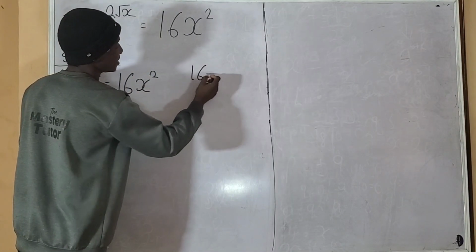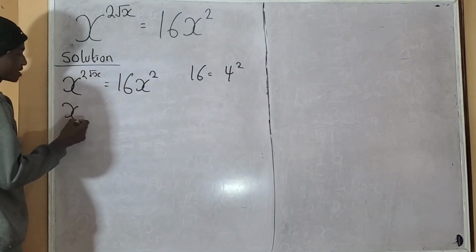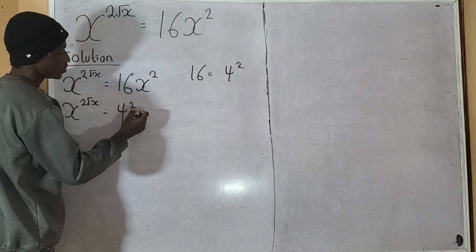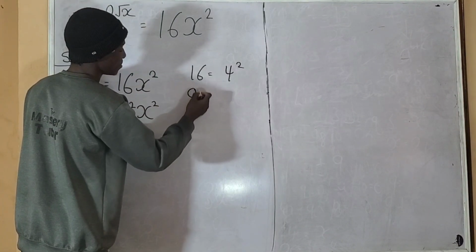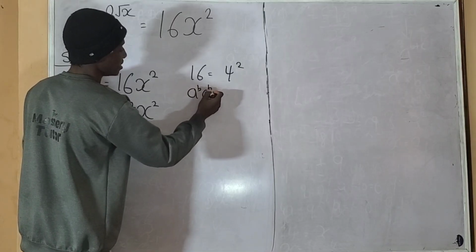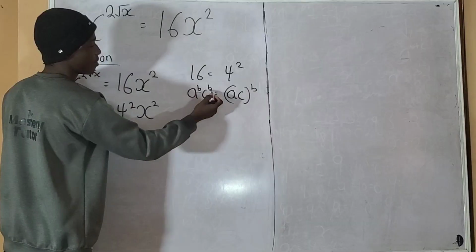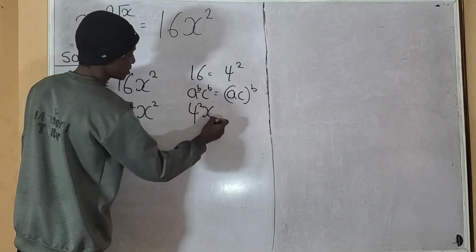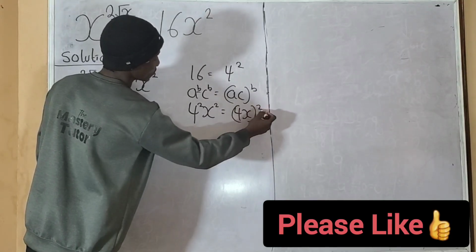Recall that 16 can be written as 4 raised to the power of 2. So I'm going to have x raised to the power of 2 root x equals 4 raised to the power of 2 multiplied by x raised to the power of 2. So if you have a raised to the power of b multiplied by c raised to the power of b, this can be written as ac raised to the power of b because the powers are the same. So that means 4 raised to the power of 2 times x raised to the power of 2 can be written as 4x raised to the power of 2.